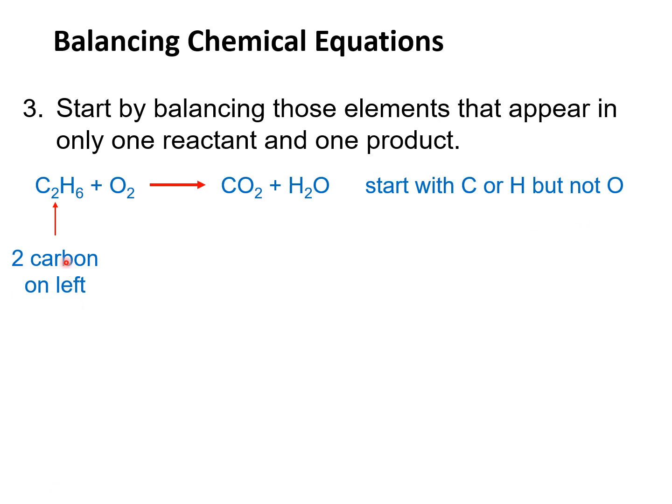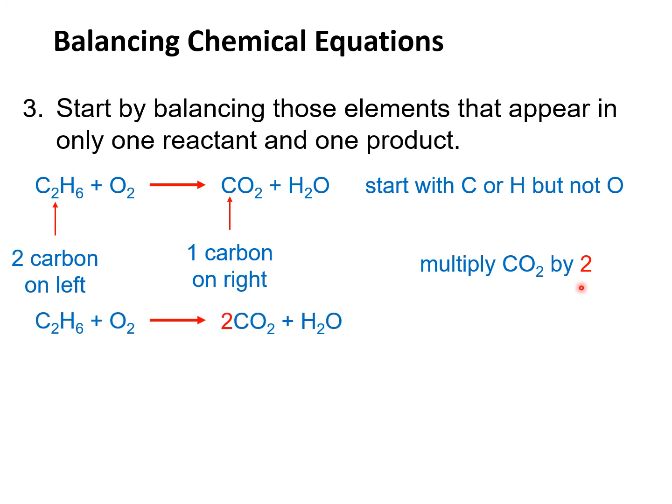So starting with carbon, we see that we have two carbons on the left-hand side, but we only have one carbon on the right-hand side. So in order to balance the carbons, we would want to multiply CO2 by 2, which would give us C2H6 plus O2 produces 2CO2 plus H2O.